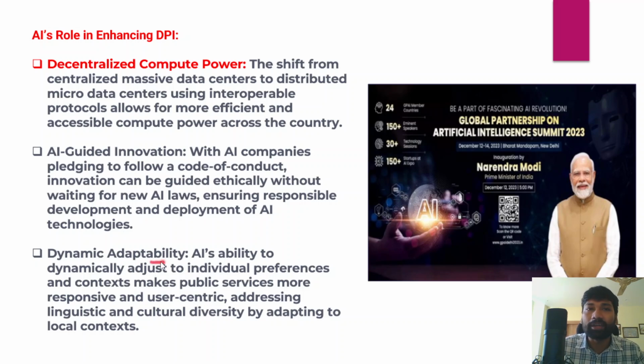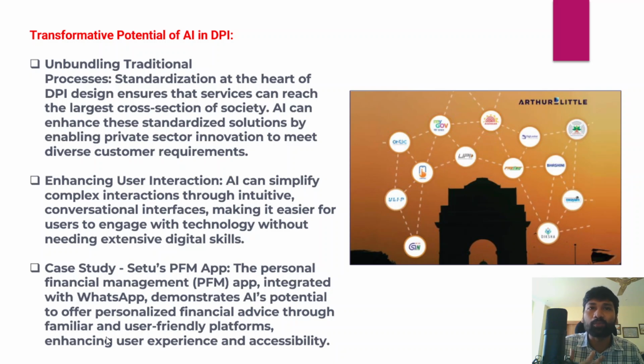After that, the dynamic adaptability of artificial intelligence will also help further enhance the digital public infrastructure. Because if you look at artificial intelligence, it is not a static technology, rather it is a dynamic technology with regular changes, and it also has huge adaptability. Therefore it could adjust to individual preferences and context, and make public services more responsive. Whatever services are being delivered by artificial intelligence to the larger public, they could be more responsive, and at the same time user-centric. When they are more responsive and user-centric, they could address the linguistic and cultural diversity of different regions across the country by adapting to local contexts. Essentially, the benefits of artificial intelligence can be provided to the larger and diverse pool of the Indian population.